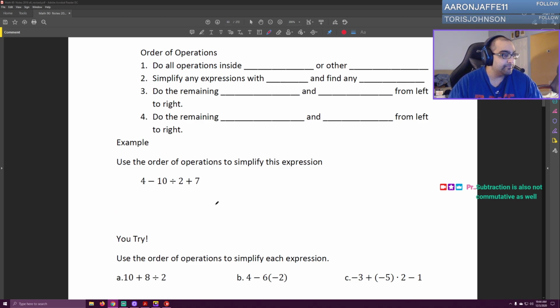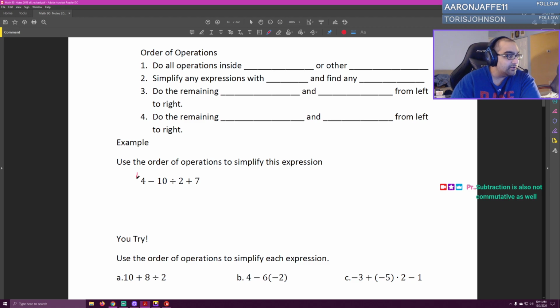All right. Let's try one more example here. This example right here is a very good example. 4 minus 10 divided by 2 plus 7. Okay. Let's look at it this way. What do we do first here in this problem? So just taking a look at this problem right here. What are we going to do first?